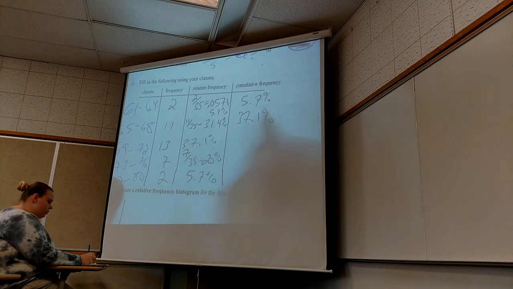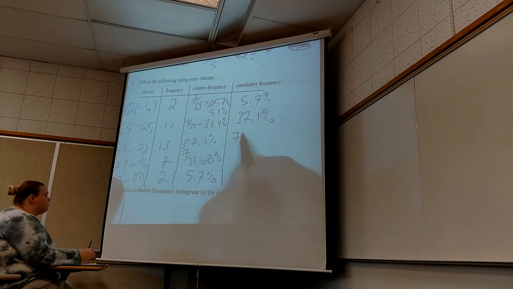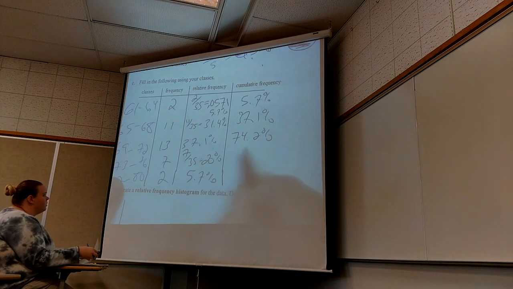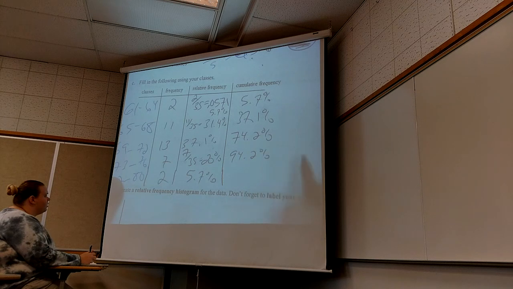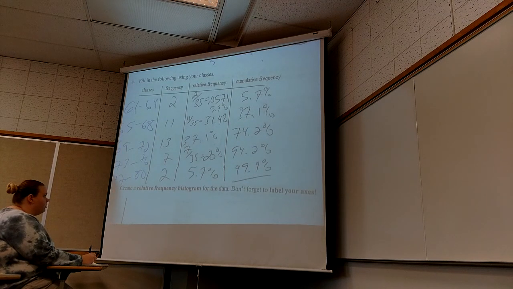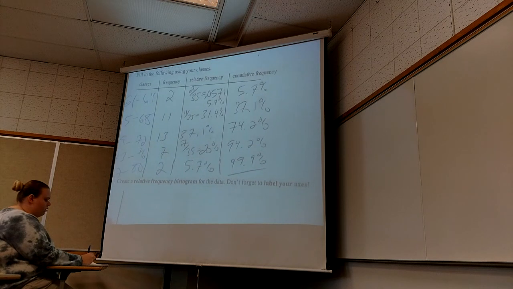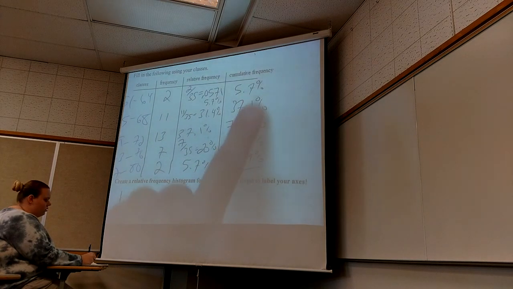37.1. And now I add that to itself, and I get 74.2. Add 20. Add 5.7. Why are we cool with that not being 100, like I just said? We had to round. So, sorry.